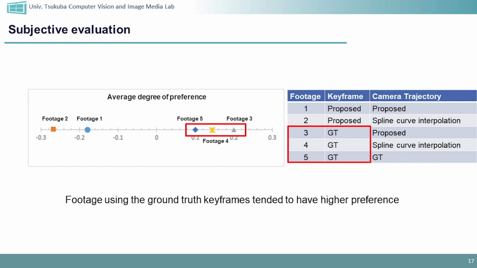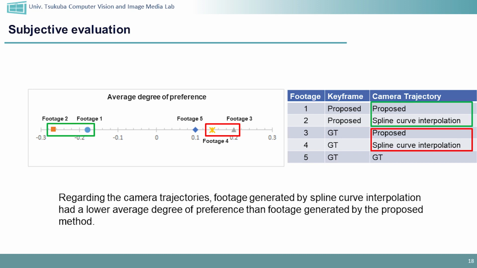Based on the results obtained from the survey, we conducted an analysis, using Scheffé's paired comparison, also known as the post hoc test. The average degree of preference for each video is represented in the graph. As can be seen from the graph, footage using the ground truth keyframes tended to be evaluated with a higher preference. Regarding the camera trajectories, footage generated by spline curve interpolation had a lower average degree of preference than footage generated by the proposed method.